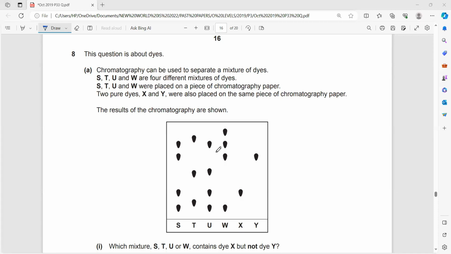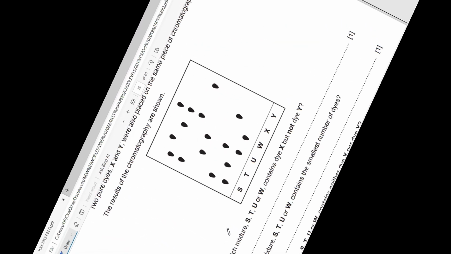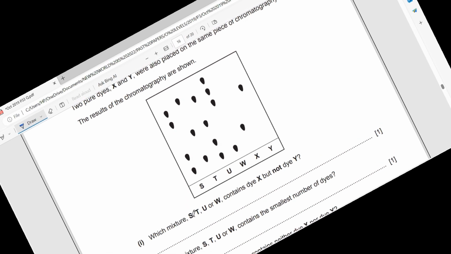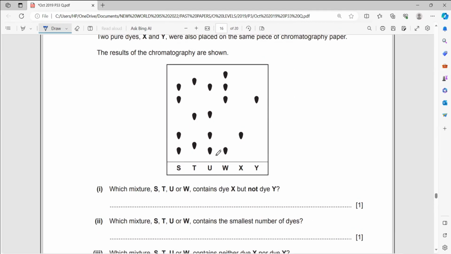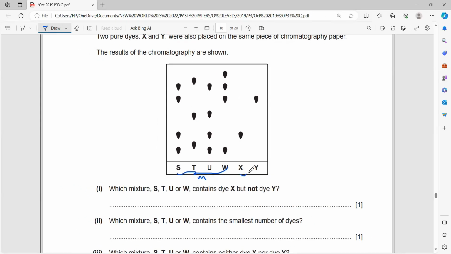We have this IGCSE question from your chemistry on chromatography. We shall go straight to Roman 1, which says, which mixture S, T, U, or W contains dye X but not dye Y? So remember, these are your mixtures, and here are your dyes.